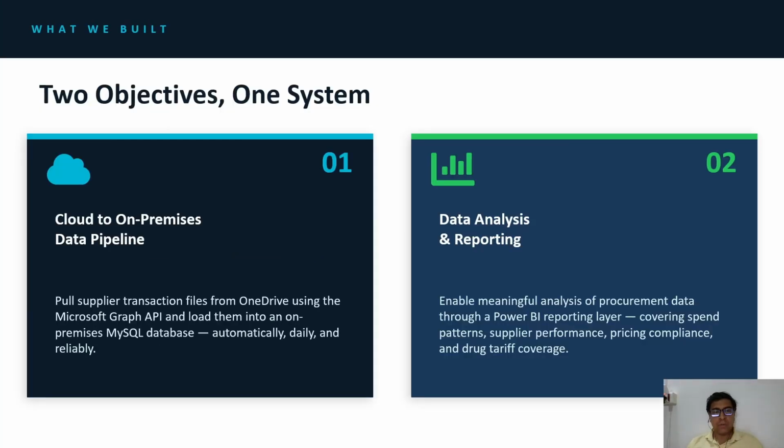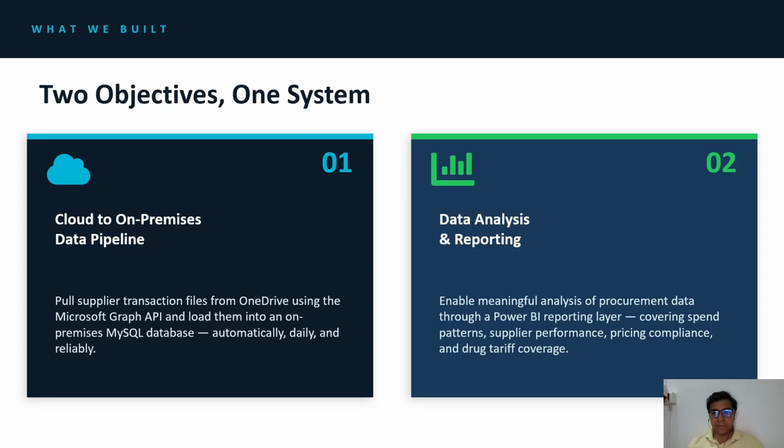We have two objectives which all follow in one system. First of all, cloud to on-premises data pipeline. The cloud data is already stored on OneDrive, but it is very much fragmented, which means it is very much distributed. Now we use our pipeline to get all the data together so that we can push it into the MySQL database.